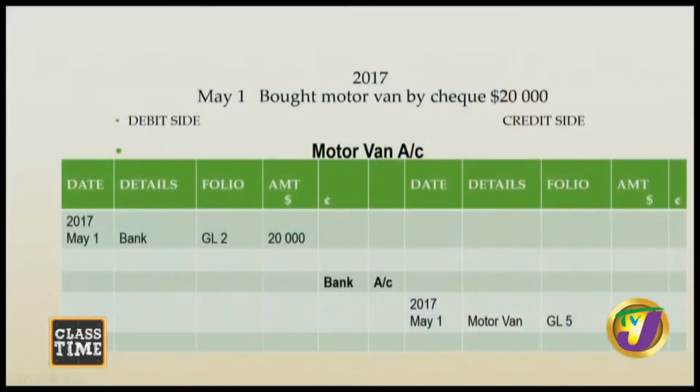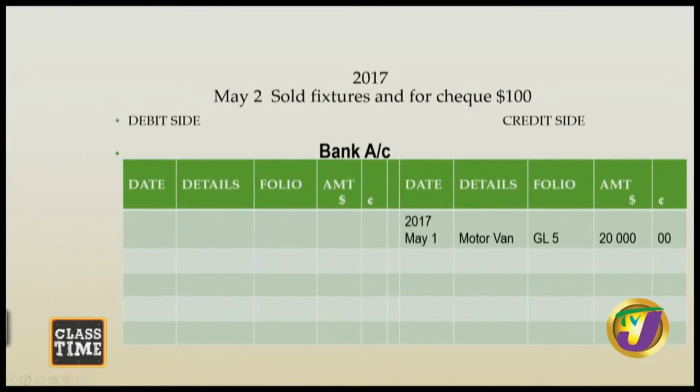Now, students, if you notice in the folio, I have GL, which stands for General Ledger. That simply means that the motor van account will be found in the General Ledger. We're moving on. So this is what the bank account would look like on May 1.